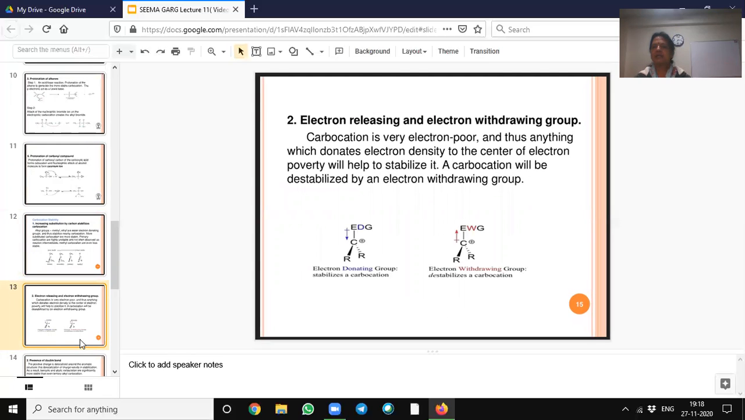Electron releasing and electron withdrawing groups. In general, a carbocation is very electron poor, and thus anything which donates electron density to the center of the electron poverty will help to stabilize it. A carbocation will be destabilized by an electron withdrawing group. See here.